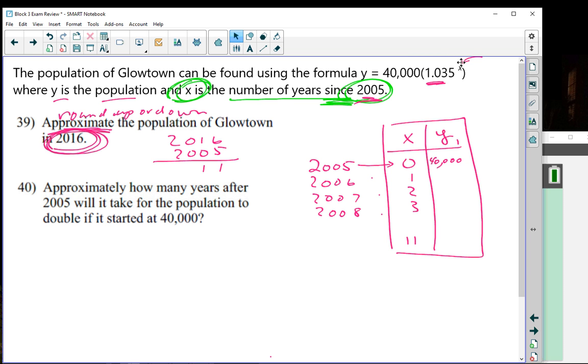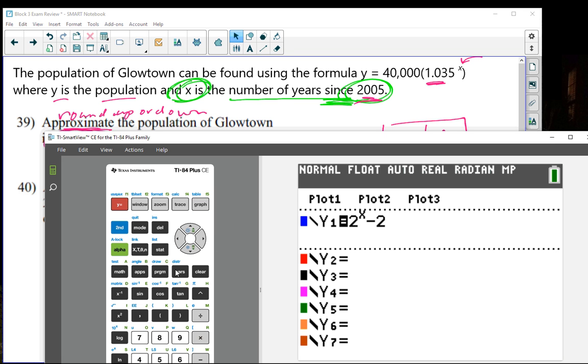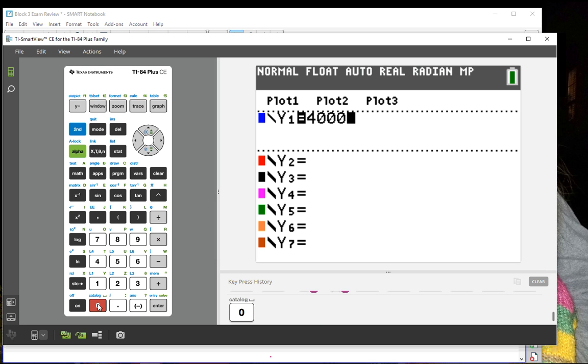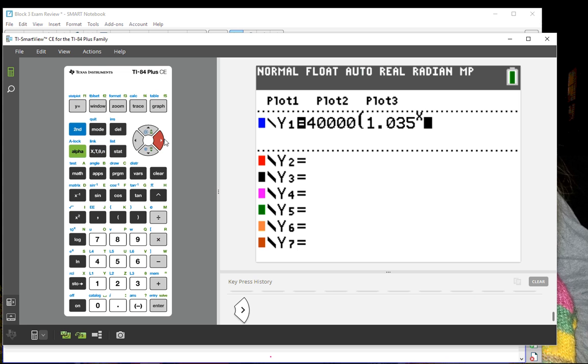All right, so come over here. Plug it into your calculator. Make sure you plug it in so you know you're doing it right. I'm going to start with 40,000. Go parentheses, and then it's 1.035, and then I need an exponent in my variable, parenthesis.